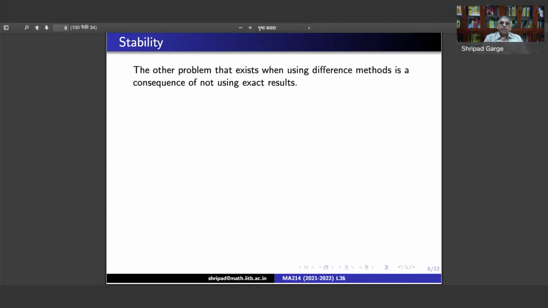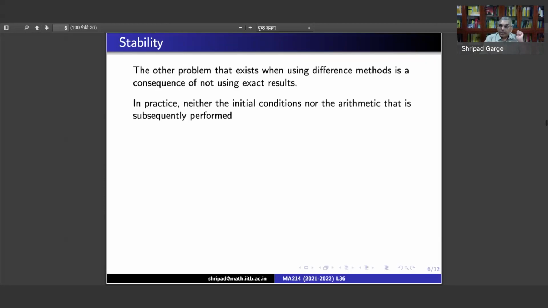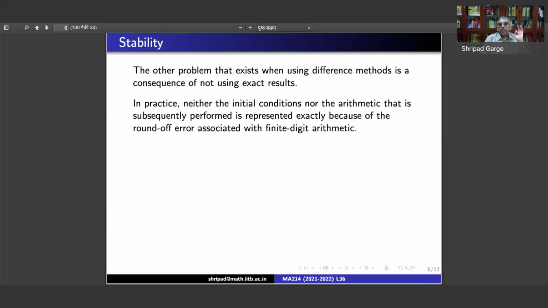Now, the other problem that exists while using the difference methods is a consequence of not using exact results. This has also been discussed before, which is that in practice, neither the initial conditions nor the arithmetic that is subsequently performed is represented exactly, because of the round off error associated with finite digit arithmetic. We are going to use finite digit arithmetic, and therefore there is always a round off error which we have to take care of.